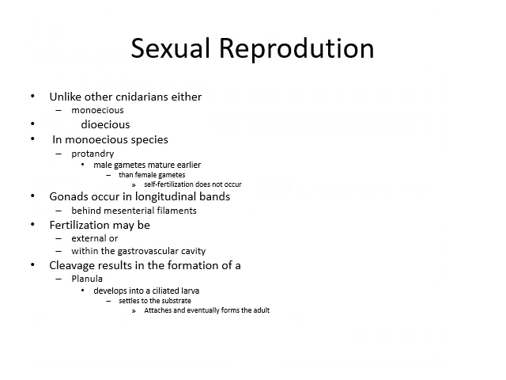Then sexual reproduction. Unlike other cnidarians, they are monoecious or dioecious. In monoecious species, protandry occurs: the male gametes mature earlier than the female, and self-fertilization does not occur. Gonads occur in longitudinal bands behind the mesenterial filaments. Fertilization may be external or within the gastrovascular cavity.